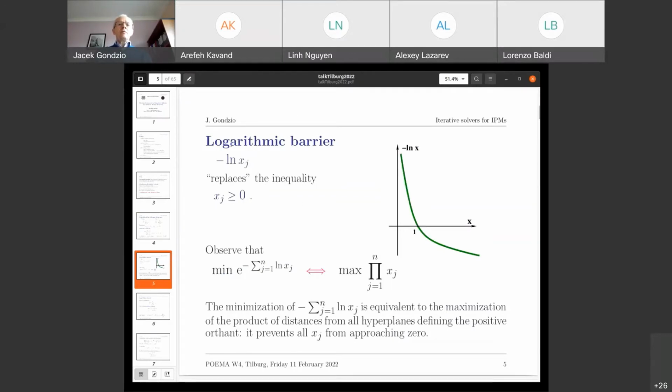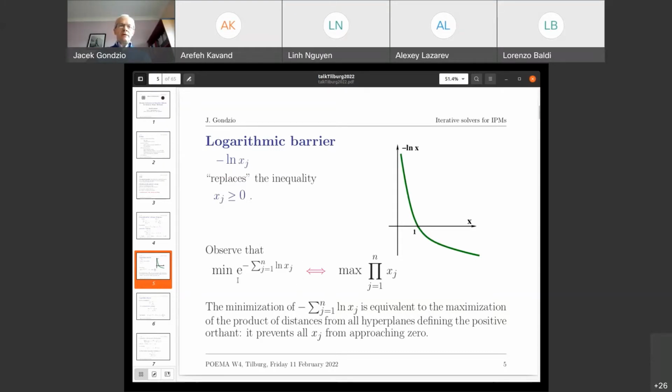The great thing about the logarithmic function is that it can provide us with a barrier. If we use a minus logarithm function and we try to minimize it, then necessarily we will be moving away from the boundary, moving away from xj getting close to 0. So we may say that the logarithmic barrier replaces this inequality. It does not allow the variable xj to approach 0. It creates a barrier on it.